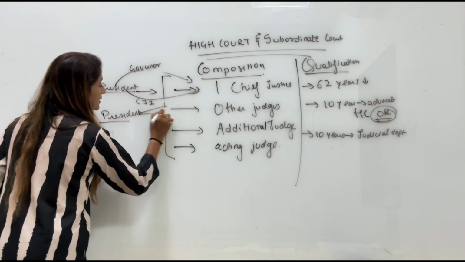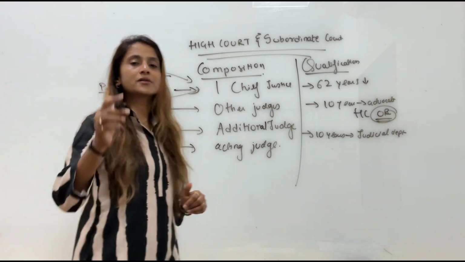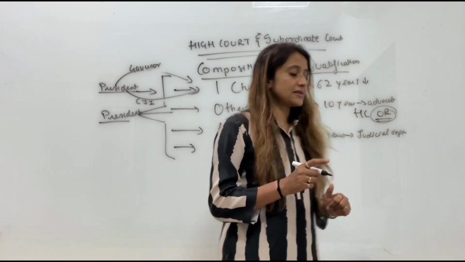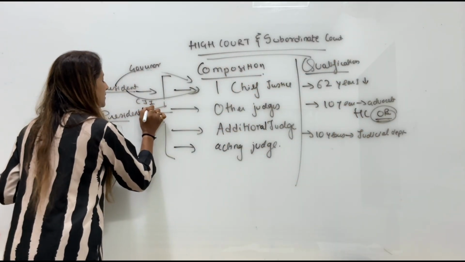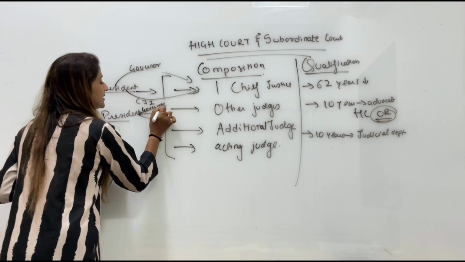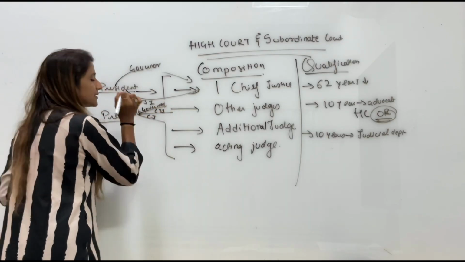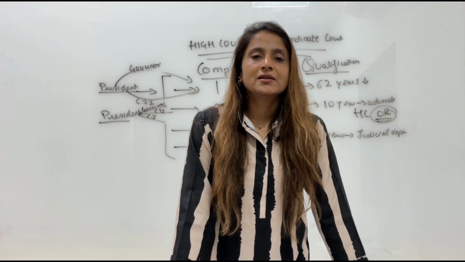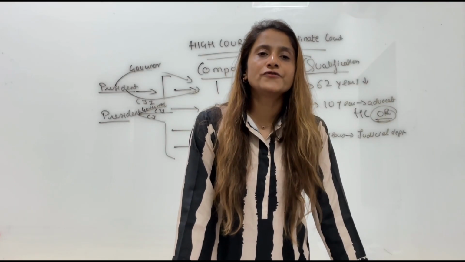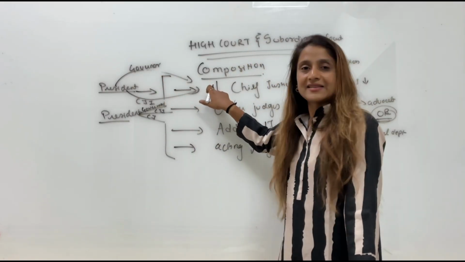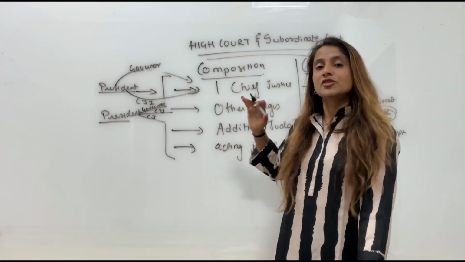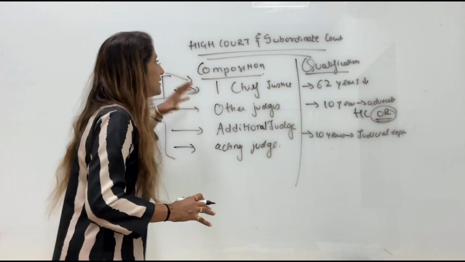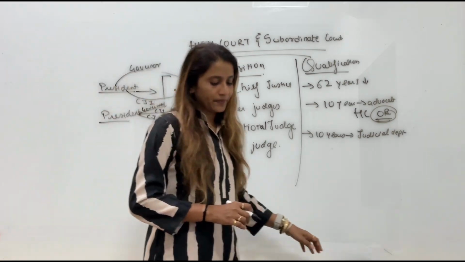Now in this case, the President is going to consult, of course, the governor of that state and the CJI, but plus he will also be consulting the CJ, that is the Chief Justice of that state, when he is appointing other judges. Both the judges are also appointed by the President. So this is who appoints the judges of High Court.